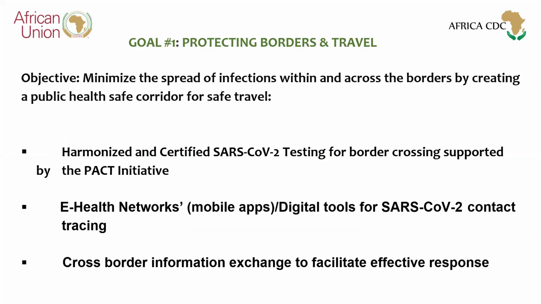So the first goal, talking about protecting borders and travel, has this objective of how to minimize the spread of infections within and across the borders by creating a public health safe corridor for safe travel. And to achieve this objective, we have these 3 items. First is to harmonize and certify SARS-CoV-2 testing for border crossing, supported by the PACT initiative.